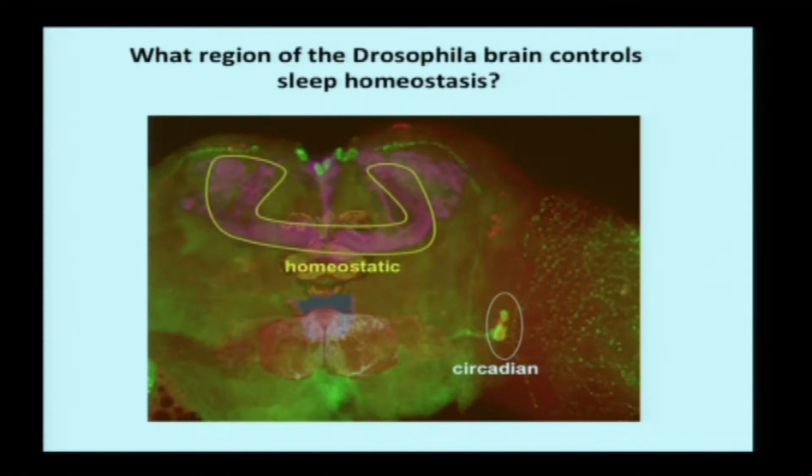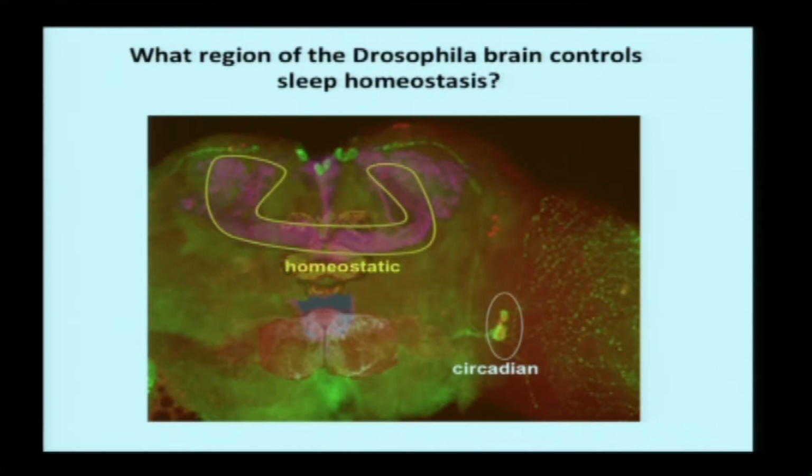With respect to that circuitry, the first thing we found when we tried to identify regions of the fly brain that were important for sleep is that this particular structure shown here in pink, the mushroom body, was important. So this is the fly brain here. Here are the optic lobes. These are the circadian clock neurons shown circled here. And then this is the structure, the mushroom bodies, that we found was important for the homeostatic control of sleep.